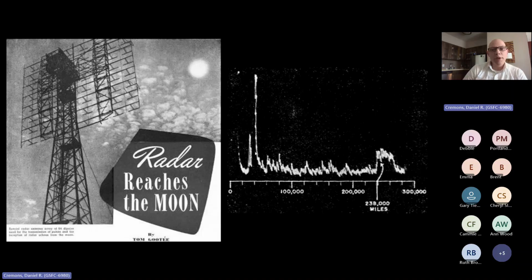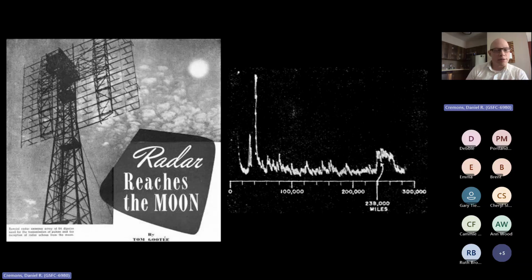The next big step comes in the 1940s, where the U.S. Army Signal Corps began a project known as Project Diana. The goal of Project Diana was to bounce radar signals off the moon and receive the reflected signals back on Earth. Now, their success came on January 10th of 1946. You can see the newsprint on the left there of this attempt, as well as the image of the radar dish that they used to make the measurement.